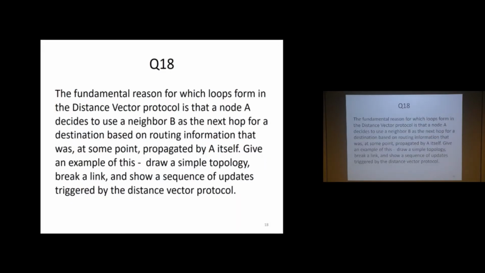Okay, the fundamental reason for which loops form in distance vector is that node A decides to use node B as the next hop for a destination that was at some point propagated by A itself.